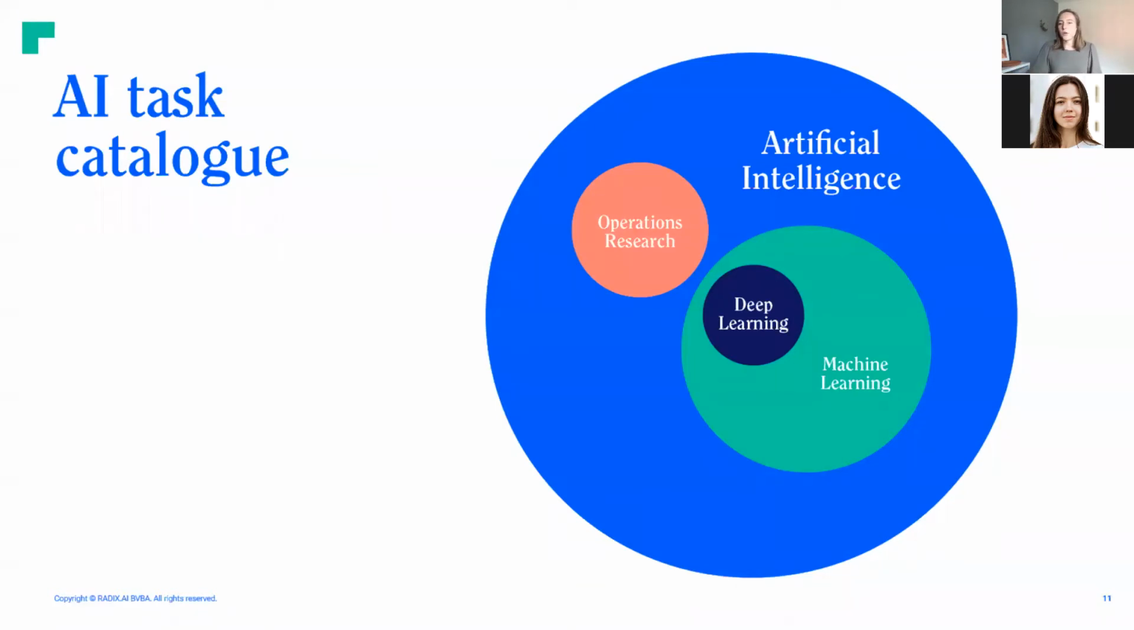There are also other techniques that we consider part of the domain of artificial intelligence. For example, operations research. This is a technique where we take a declarative approach. So instead of feeding examples to the algorithm, you feed the outcome you want to achieve, and then the algorithm tries to find the best solution to reach that outcome. This is something that is very often used in a manufacturing or logistics context.